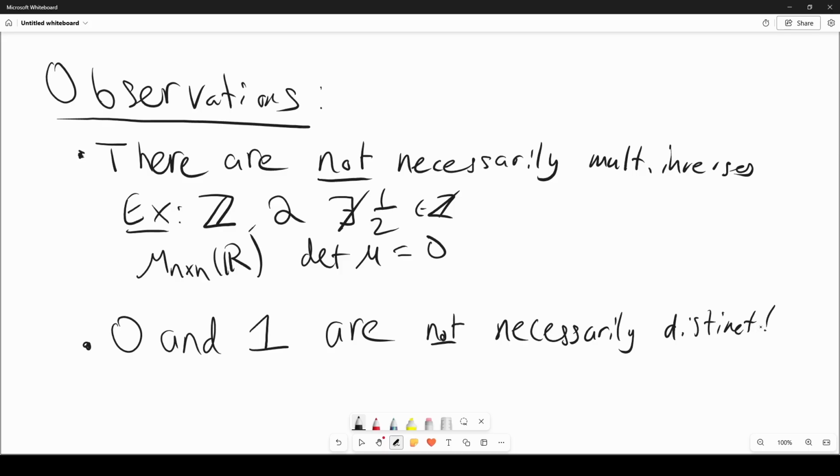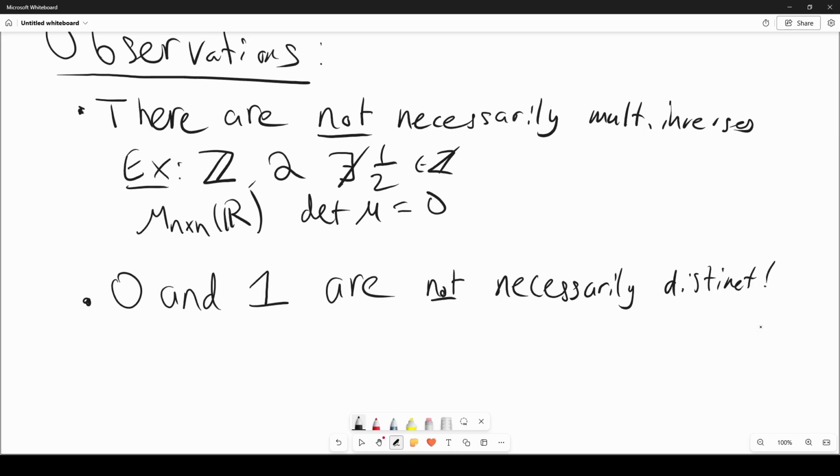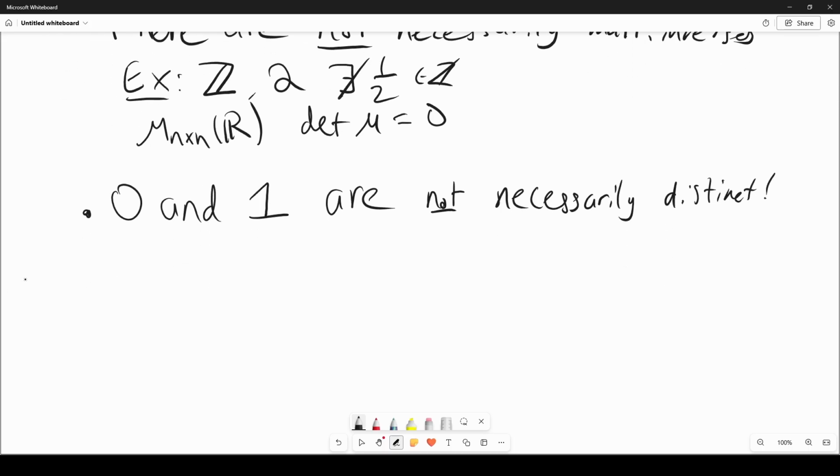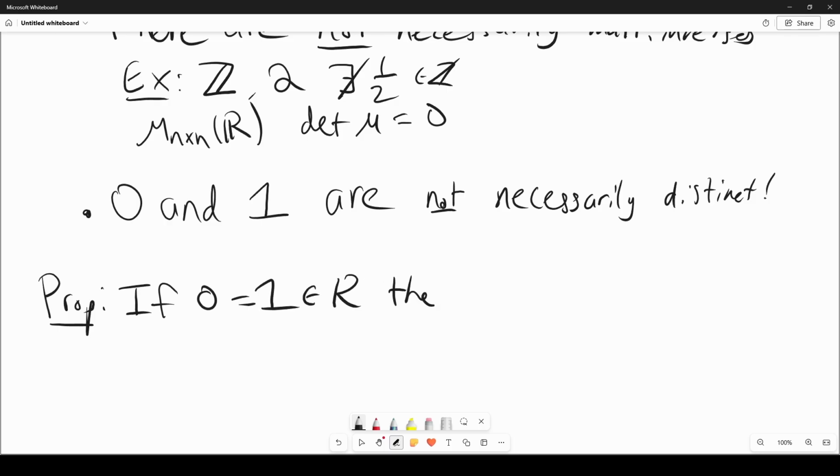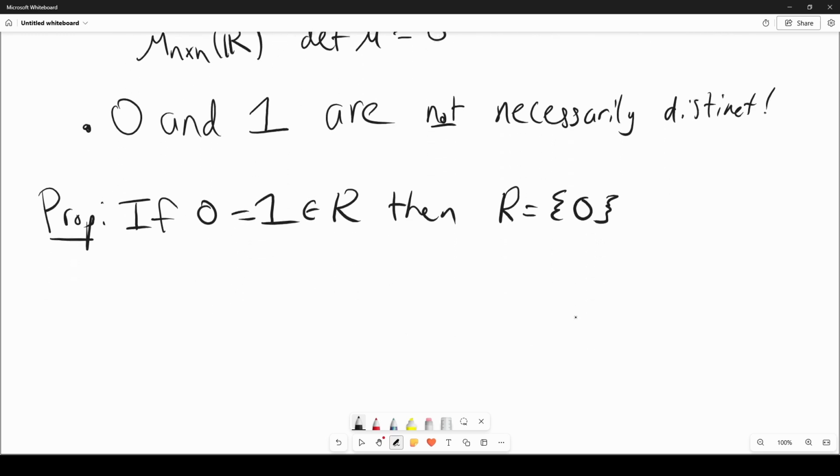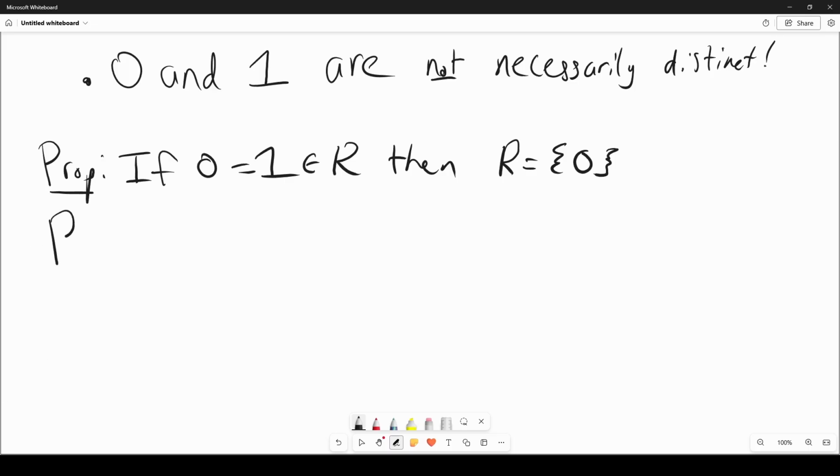But luckily our intuition holds up almost all the way, because we can prove a quick proposition which just says if 0 equals 1 in my ring, then my ring is just identically 0. If the multiplicative and additive identities were really the same guy, then actually my ring only has one element and it's just 0. Okay, let's do a quick proof of this.